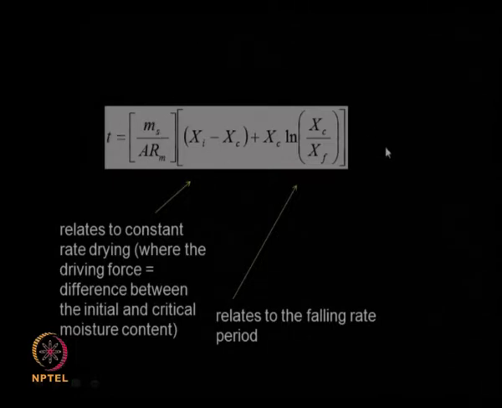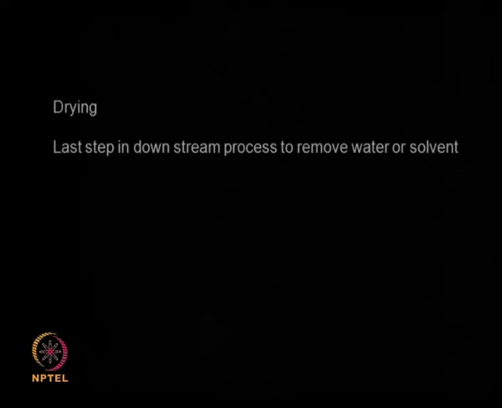Drying is a very important unit operation which is practiced in the chemical industry, pharmaceutical industry, biochemical industry and so on. This is generally the last step in the downstream process. One important point to keep in mind is the temperature sensitivity of the material. If the material is very temperature sensitive, we cannot afford to increase the temperature, so we apply vacuum so that the temperature does not go up too much.